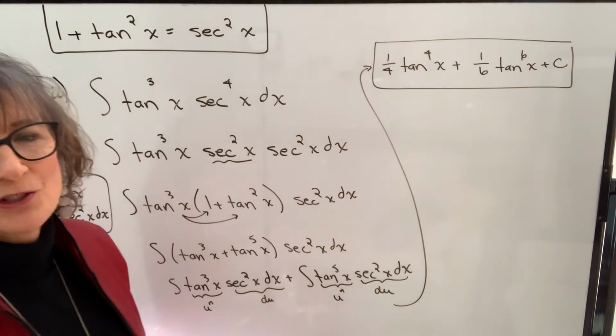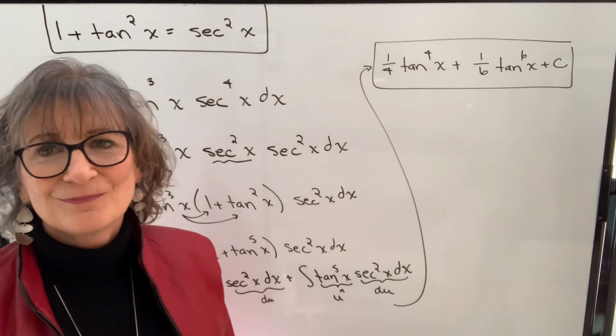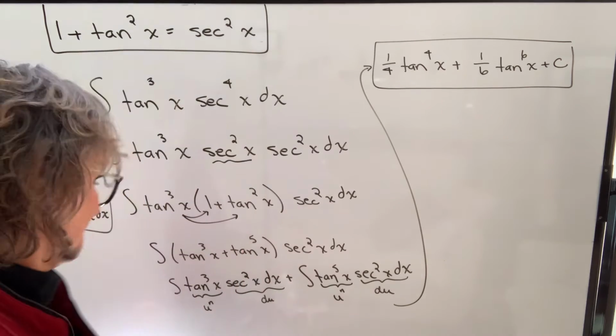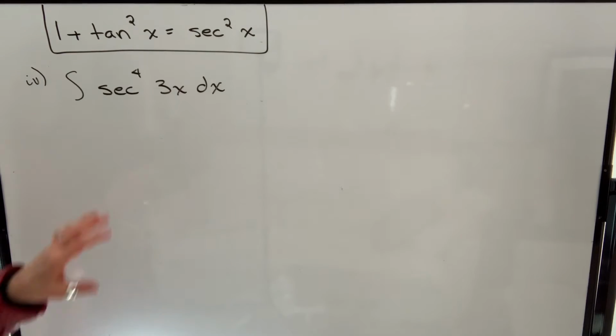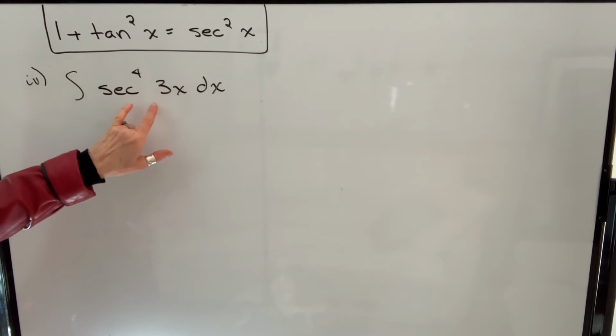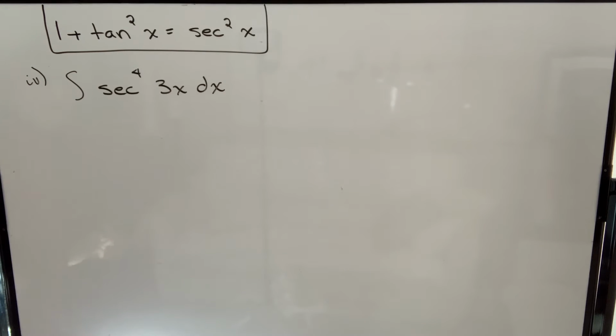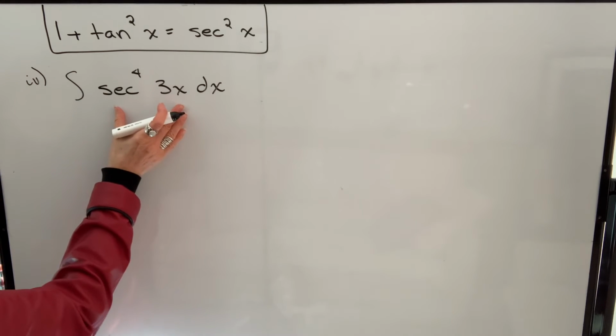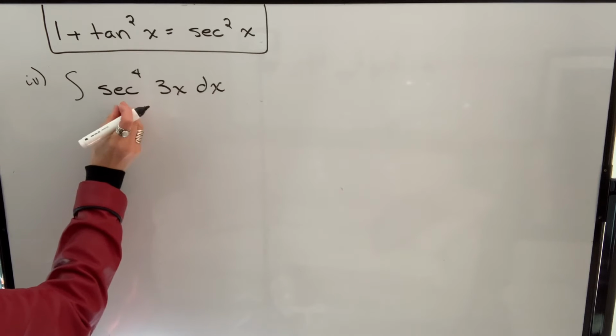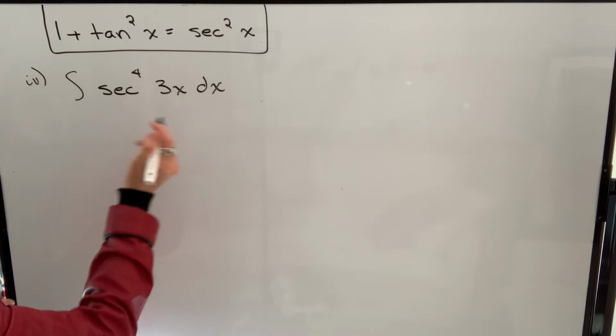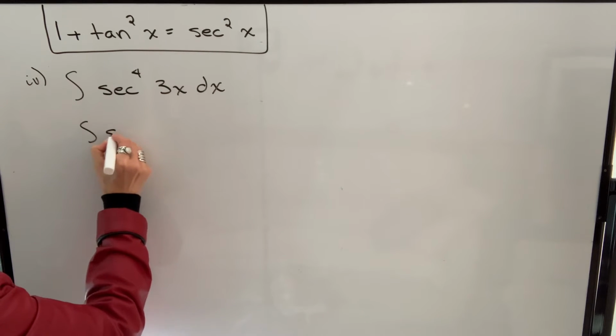So that would be my integral. Let's try a few more. In our next example, we do not have a tangent function at all. So what I'm going to do in this case is break this up into secant squared 3x times secant squared 3x.